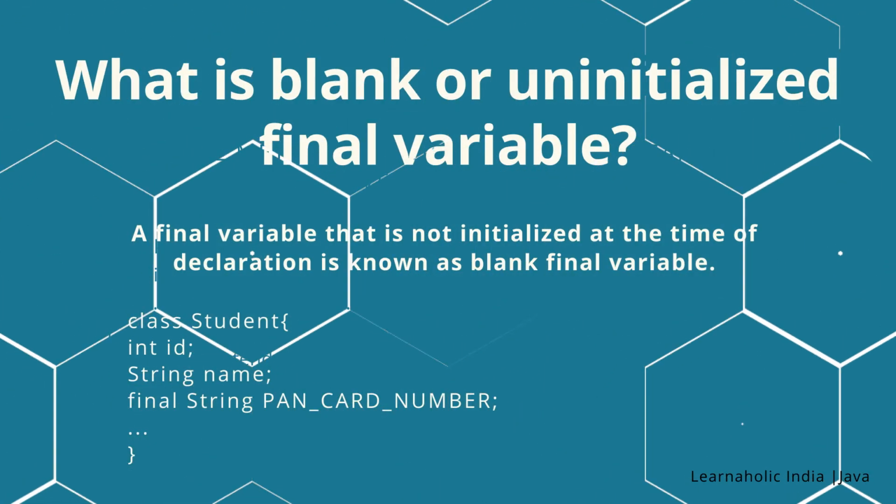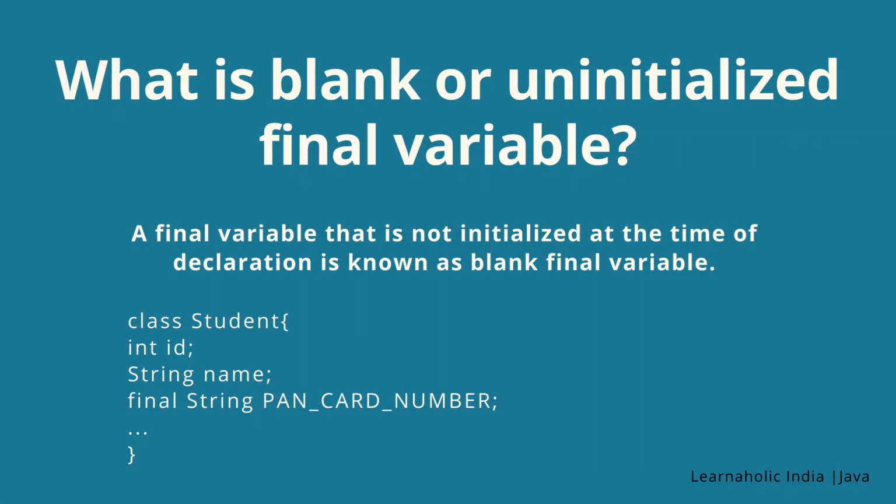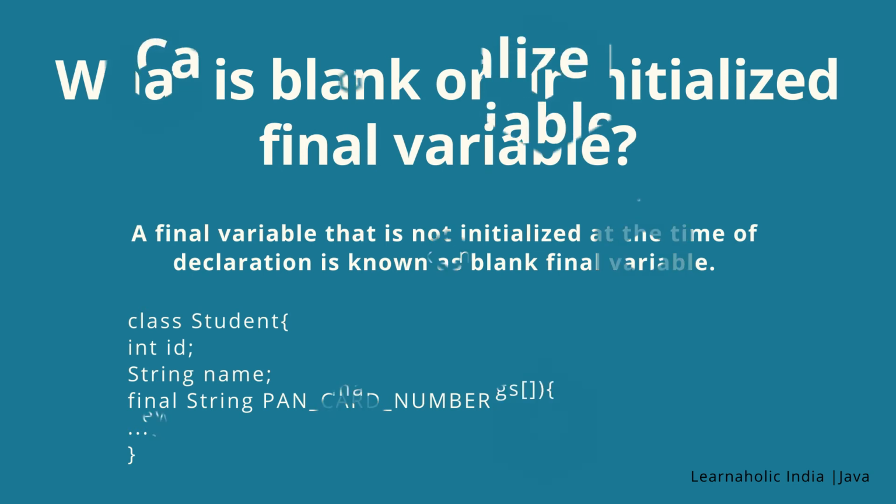Next is, what is a blank or uninitialized final variable? A final variable that is not initialized at the time of declaration is known as a blank final variable. If you want to create a variable that is initialized at the time of creating an object and once initialized may not be changed, it is useful. For example, the PAN card number of an employee. It can be initialized only in the constructor.